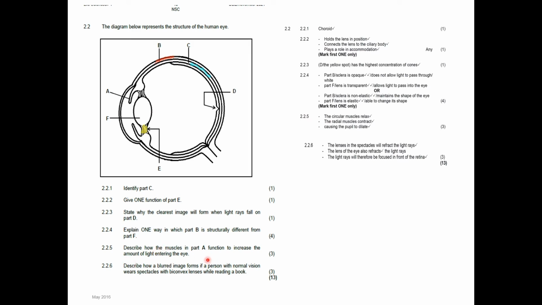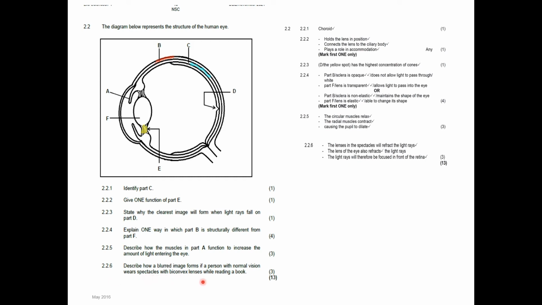2 to 5. Describe how the muscles in part A function. So part A, that is the iris. How the muscles in the iris function to increase the amount of light entering the eye. Now, amount of light entering the eye, that can only be when it's dim light. So of course we know dim light, the pupils must dilate. So what happens? The circular muscle will relax and the radial muscles will contract. So make sure you also in your answer always have circular muscles of the iris, radial muscles of the iris, contract and relax.